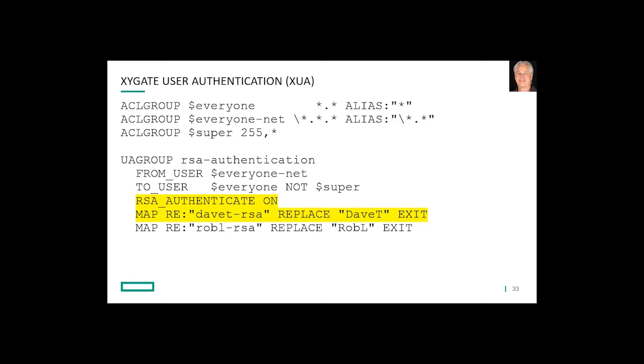This example shows the use of the RSA Authenticate keyword to require members of the $everyone ACL group, except those who are members of the $super ACL group, to log on using RSA. Once again, the map keyword is used to simply replace a NonStop alias with the RSA username.